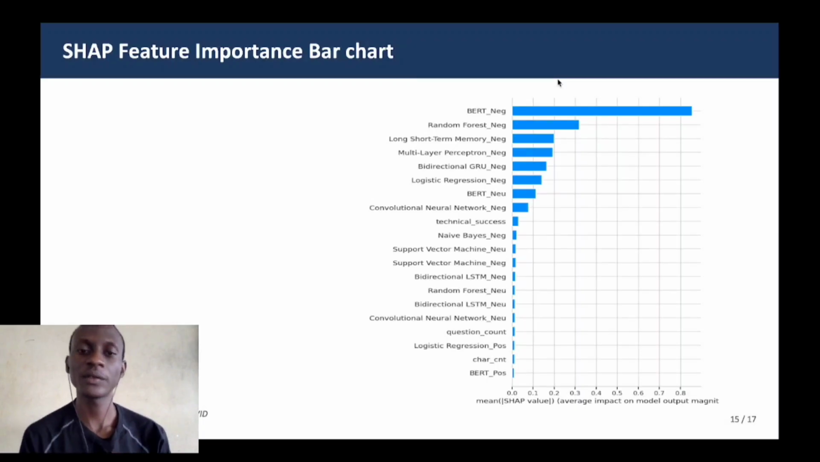I'm Tagola Mungwa David, and I'm going to be talking about the Shapley additive explanations. This is a chart that shows the different features that the model used to make the predictions. You can see that BERT is at the top, then random forest, long short-term memory. This means that whatever these models said is what our meta learner, which was the XGBoost, would go with. And then you can see that the technical success feature, which was an engineered feature, also contributed slightly to the model prediction.